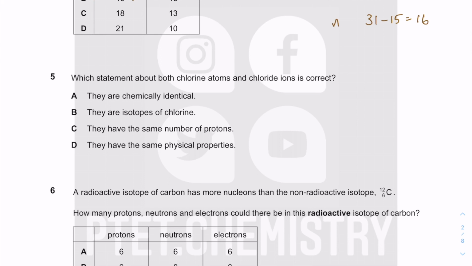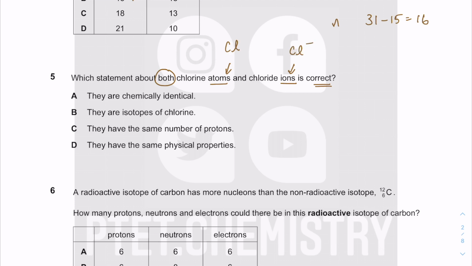Question 5. Which statement is about both the chlorine atoms and the chloride ions? So these are two different things, atoms versus ions. An atom would have the same number of protons and electrons because there is no overall charge. But ions have charges because the number of protons and electrons are not equal. Chlorine atom will be Cl. Chloride ion will be Cl minus.